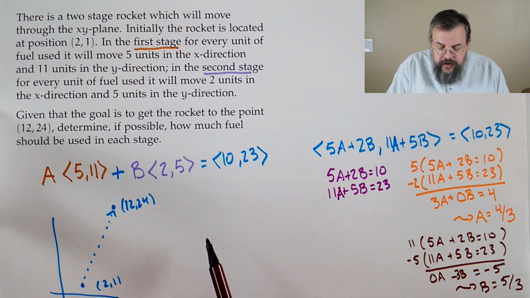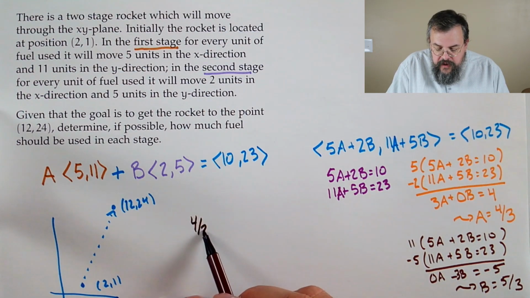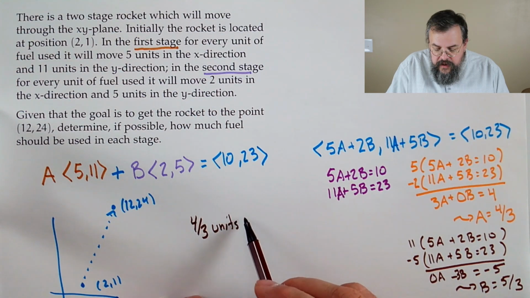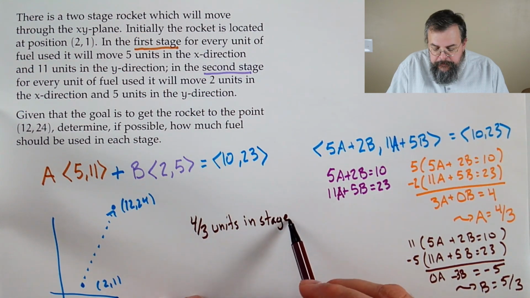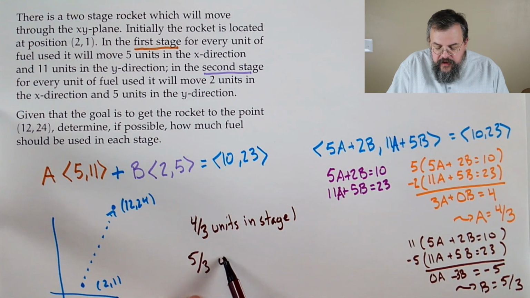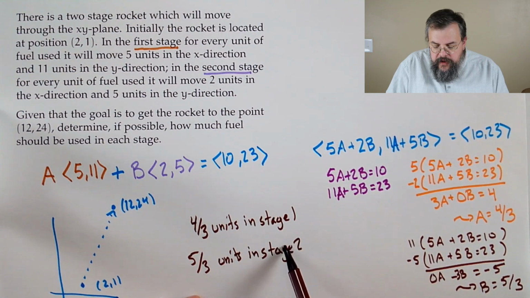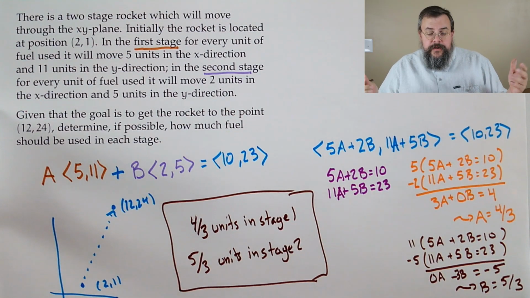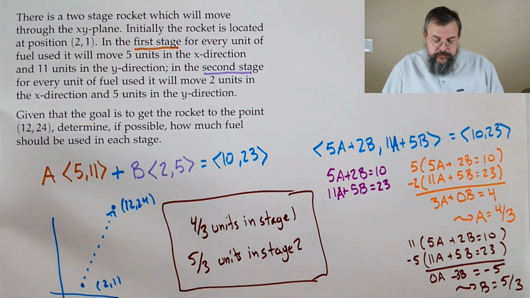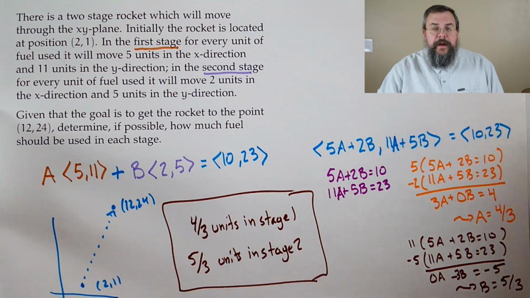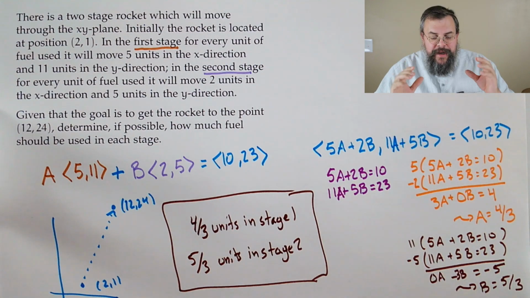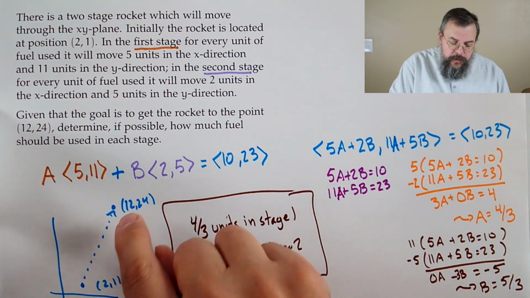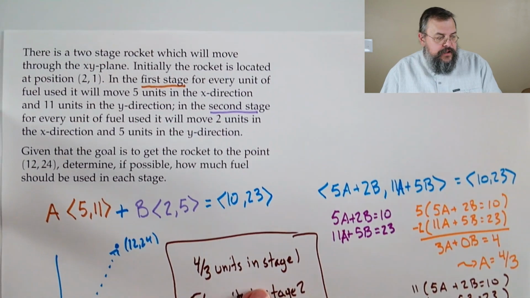Nothing strange going on. So we're going to use 4/3 units in stage 1, and we're going to use 5/3 units in stage 2. And a grand total of, we're going to use 4/3 plus 5/3 makes 9/3. And there we go. That's a reasonable amount, and it makes it very efficient. We can use just the right amount to get from where we start to where we want to go. Good.